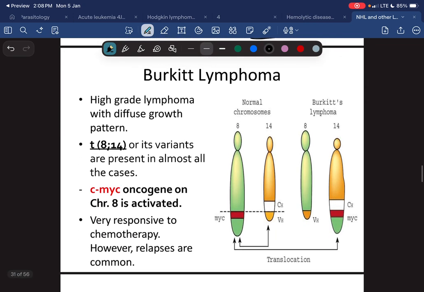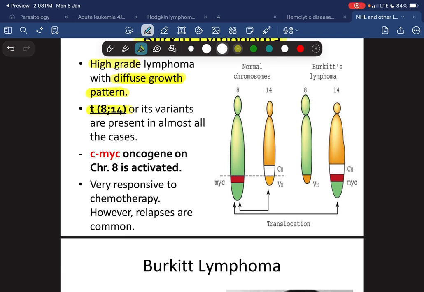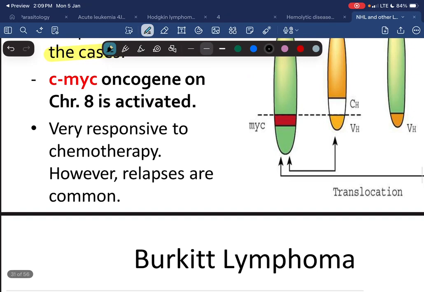Burkitt lymphoma, another aggressive high-grade lymphoma. It has a diffuse growth pattern, translocation 8;14 in almost all cases, or its variants, meaning 8 with other chromosomes. But the pathognomonic feature is overexpression of c-MYC on chromosome 8. It's an oncogene overexpressed in Burkitt lymphoma. It's thought that Burkitt lymphoma is one of the most proliferative tumors in human beings.